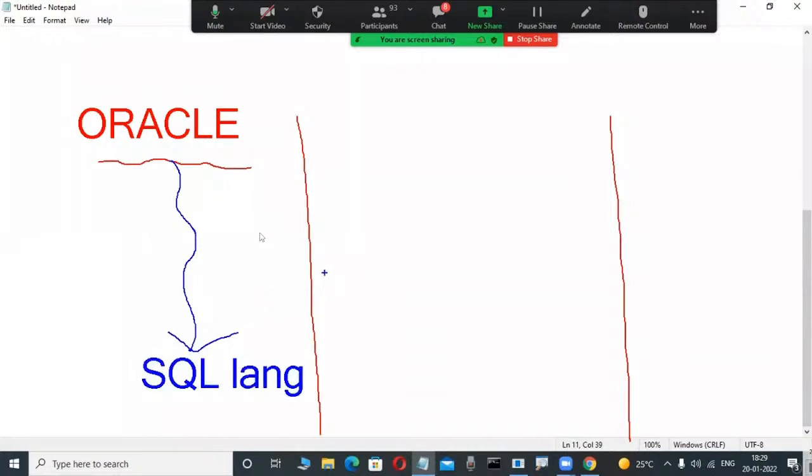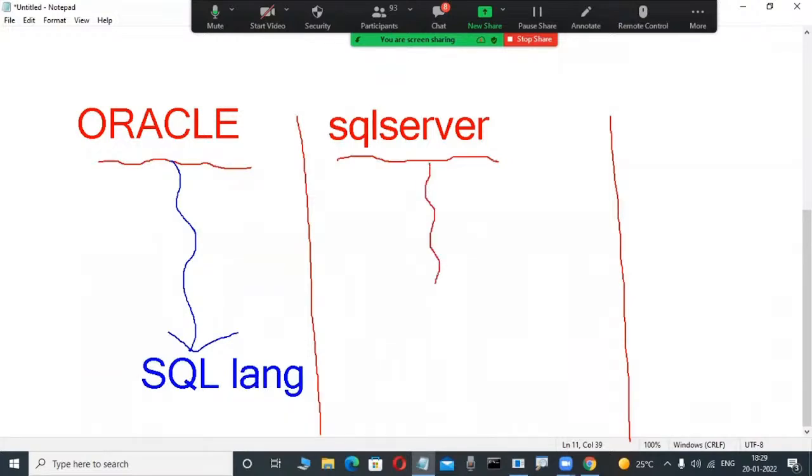Suppose in my company another project also exists, which is also a relational database product from Microsoft. That is SQL Server. Some employees are working on the SQL Server product. It is also a database product, the same as Oracle, but to operate SQL Server they use one language only. What is that language? SQL is a language.